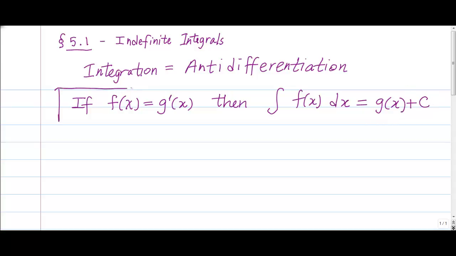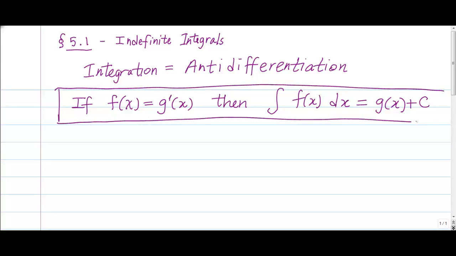Okay. So this is how we write the integral. This is saying the integral of f of x dx. You always have to have that dx there. It tells you what your variable is. Let's do an example, and then hopefully you'll be able to see exactly what this is saying. So I want to find the integral of 2x dx.